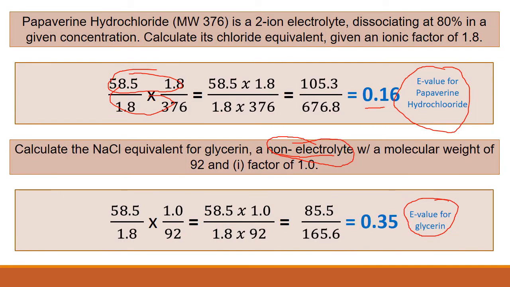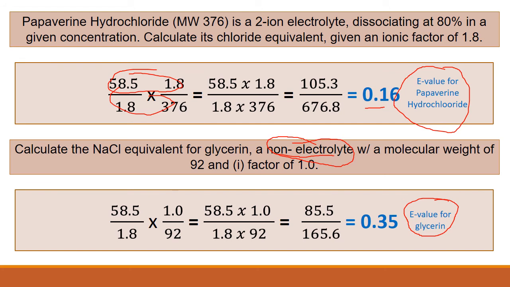Next, we have here papaverine hydrochloride has a molecular weight of 376, is a 2-ion electrolyte dissociating at 80% in a given concentration. Calculate its chloride equivalent given an ionic factor of 1.8. Okay, so this is how you're going to get the E value for our papaverine hydrochloride. You have to write the formula, the 58.5 over 1.8 times the I of our substance and then the molecular weight of our substance.